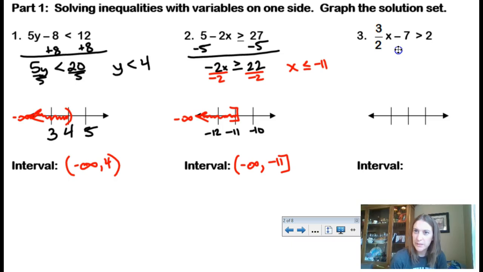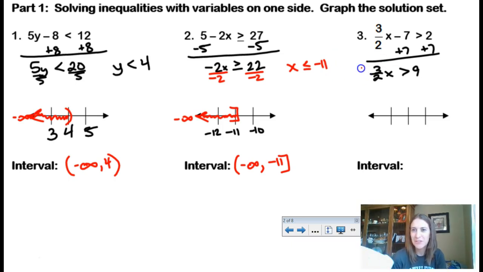And then this last one, we're going to add 7. And remember a quick way to get rid of a coefficient that's a fraction is to multiply by the reciprocal. So multiplying by 2/3 here.